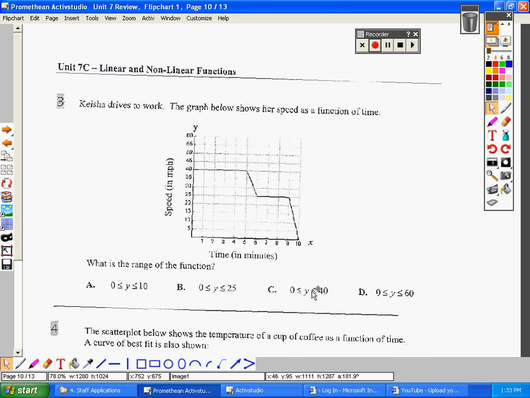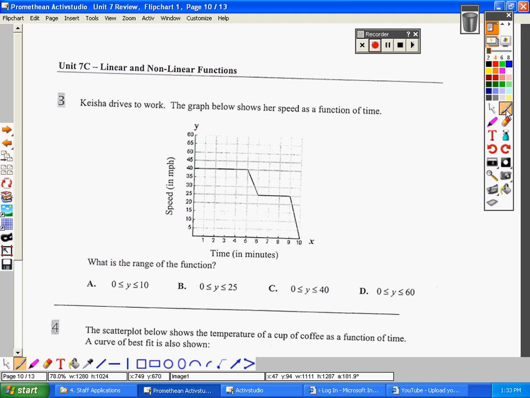What is the range of this function? Well, this one, because it's a real-life problem, it only goes to 0, and it goes up to 40. So you'd say that y is between and including 0 and 40. So that'd be this one.